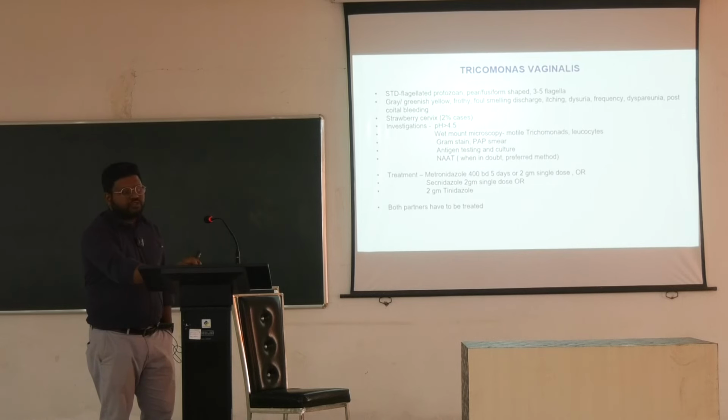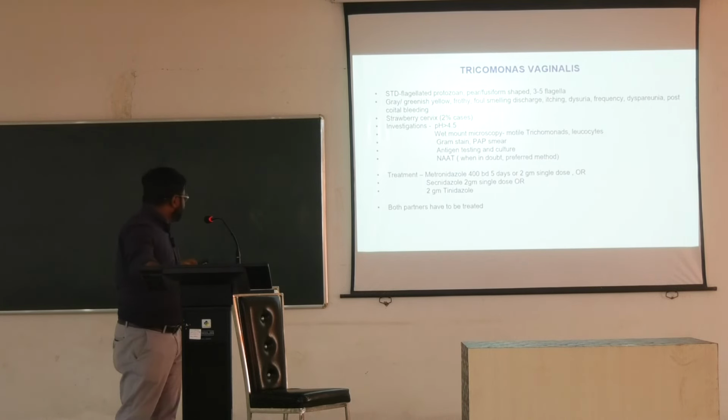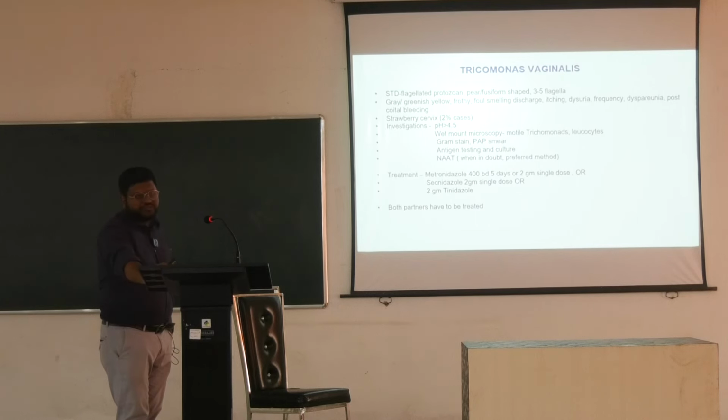Next common pathogen is Trichomonas vaginalis. It's basically a protozoa, a single cell protozoa. It has 3 to 5 flagellates on its head. The discharge it causes is a grayish or greenish yellow to brown discharge. Okay? It is a profuse discharge. Bacterial vaginosis is অল্প discharge হবে. Trichomonas will cause profuse discharge, frothy, profuse discharge.